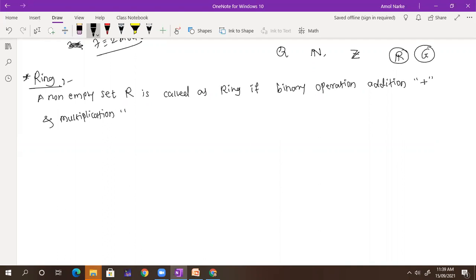So multiplication we denote by dot. Here we have two binary operations. First one is addition and second one is multiplication.